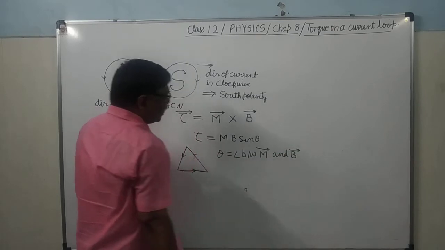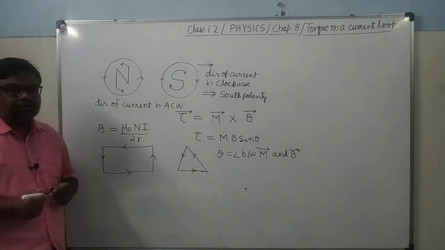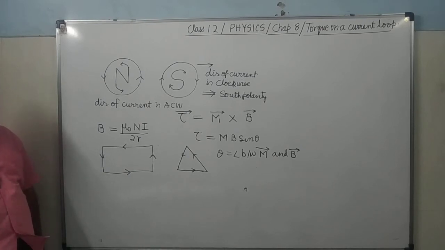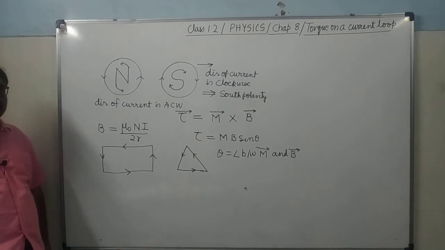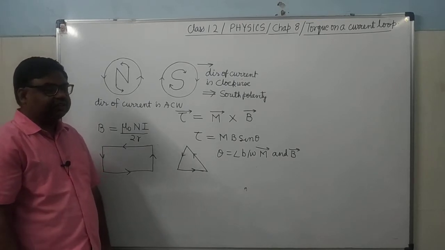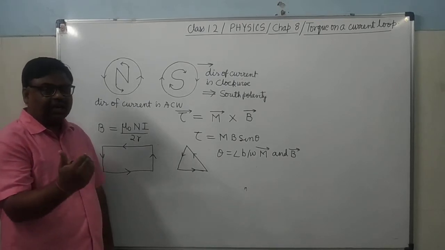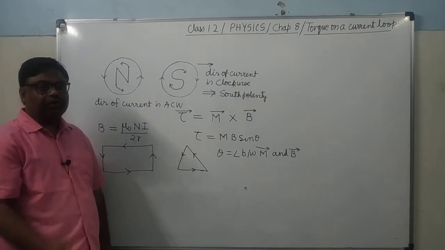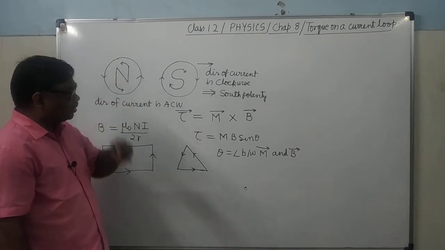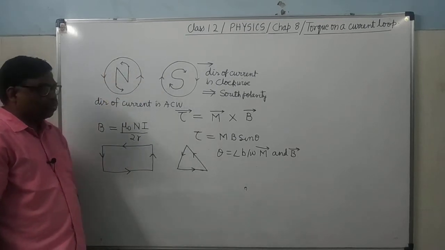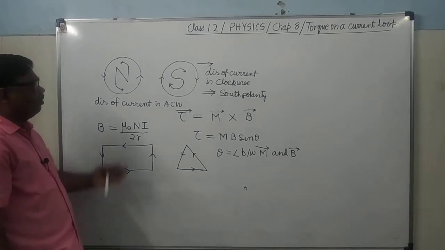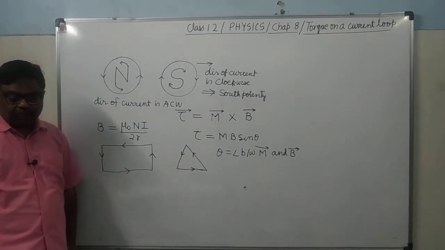Now what will be the direction of vector m? About this also I have told that if you curl the fingers of your right hand in such a way that the curling is along the current, then the thumb will give the direction of magnetic moment. For example, here are two circular coils. What will be the direction of magnetic moment? It will always be perpendicular to the plane of the coil.